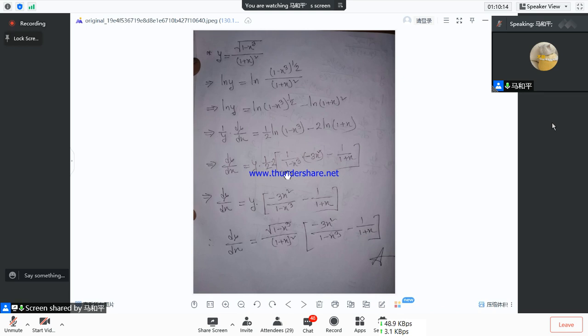Y times, no. Why is this 2? The 2 should be here, not in front. Right? I think this answer is also wrong. 1204, your answer is wrong. Check in the WeChat group. Okay.